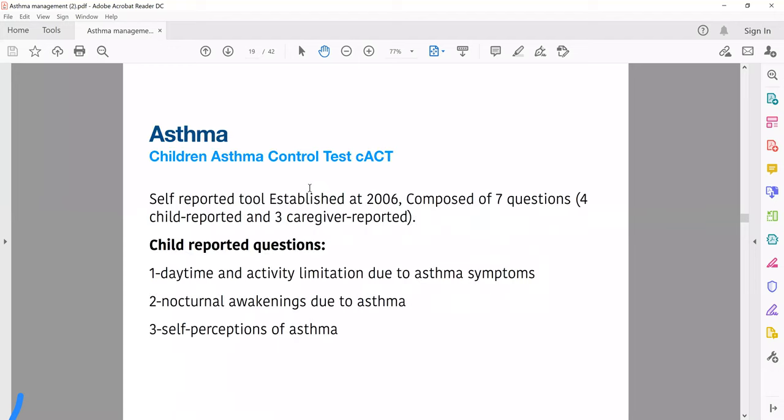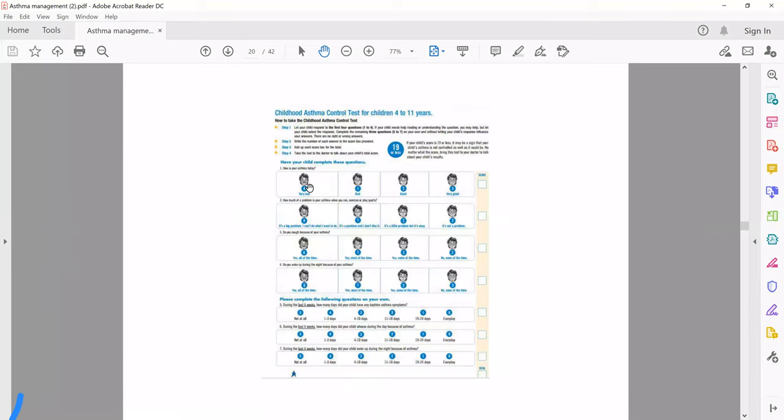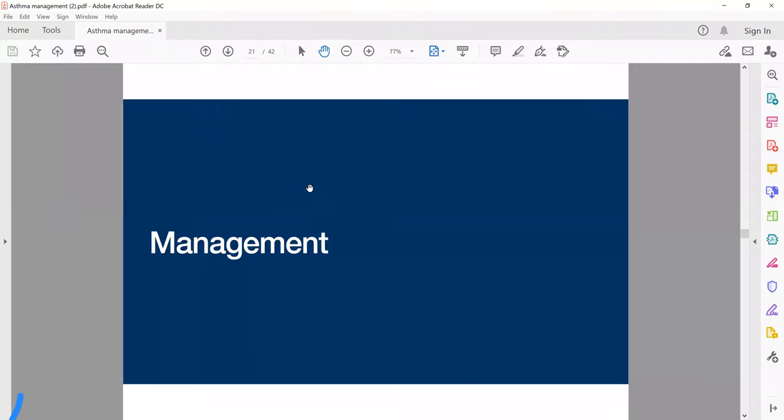Now for children, the asthma control test is composed of 7 questions. It's made this way for children because the caregiver also has to report answers: 4 child-reported and 3 caregiver-reported questions. For the child: daytime and activity limitation, nocturnal awakening due to asthma, and self-perception of asthma, which is 2 parts, so it's 4 in all. And this is an example of the children's asthma control test.